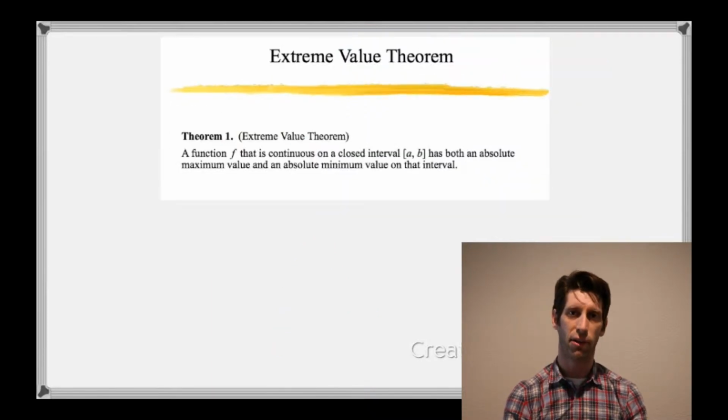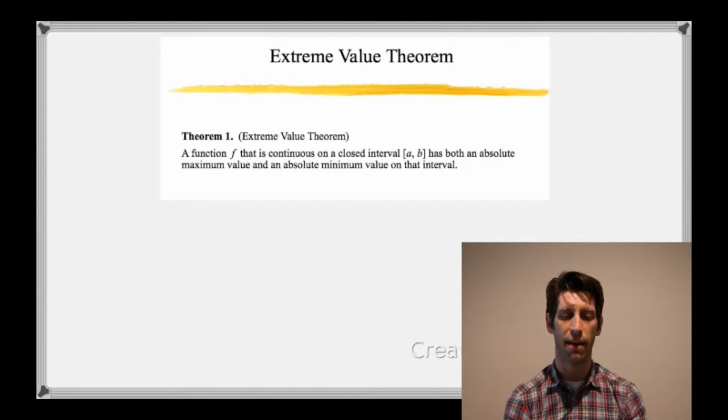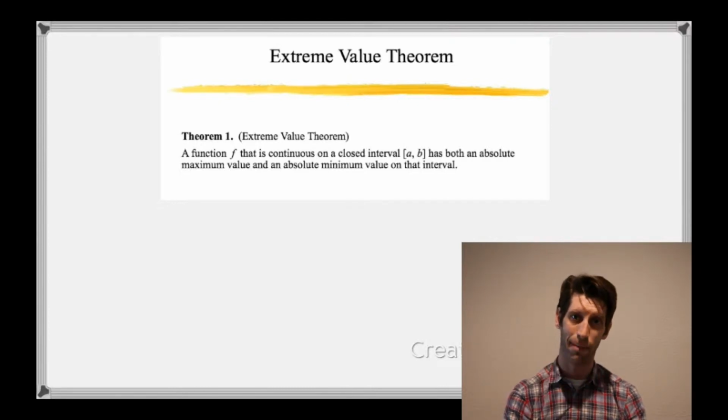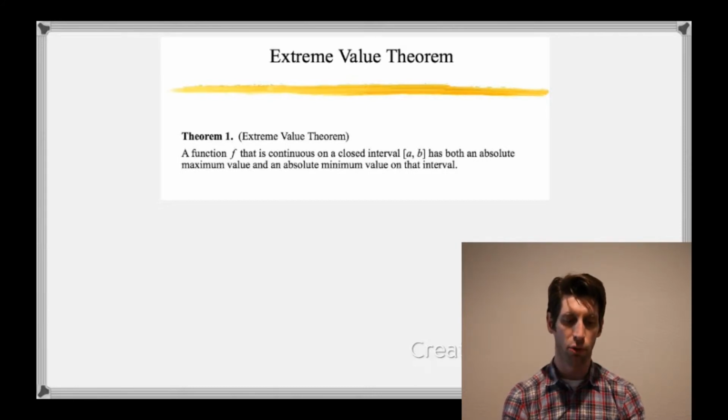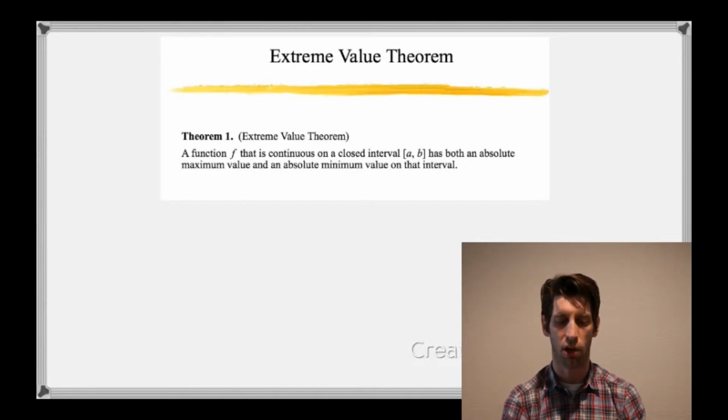The extreme value theorem is what we're going to cover next, and basically it tells us when we can be assured that we have both an absolute maximum and an absolute minimum of a function. In our book, it's theorem 1. A function f that is continuous on a closed interval from a to b has both an absolute maximum value and an absolute minimum value on that closed interval.